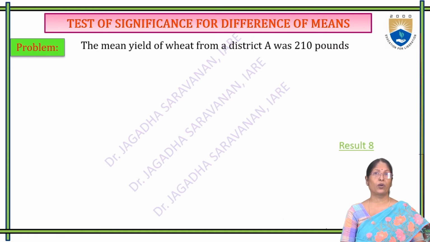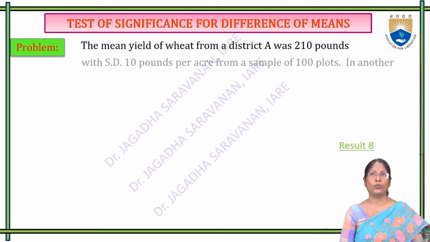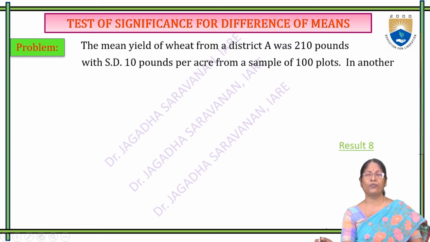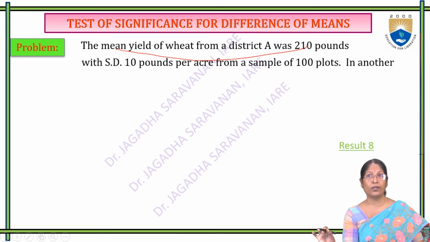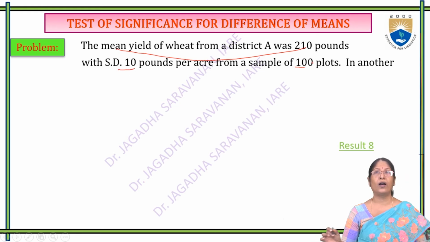Yeah, we will move to the next question. The mean yield of wheat from a district A, capital A, that is the name of the district we are assuming, was 210 pounds with the standard deviation 10 pounds per acre from a sample of 100 plots. So these two lines of the question give us the information: here the mean of district A, x1 bar, is ready, and related to that the standard deviation, so S1 is 10, N1 is 100.